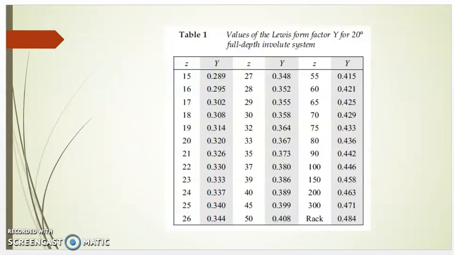Now this table shows values of the Lewis form factor Y for the 20-degree full depth involute system, that is, values of Lewis form factor Y for different numbers of teeth, where Z is equal to number of teeth and Y is equal to Lewis form factor. Therefore, for 15 teeth it is 0.289, for 16 it is 0.295, for 20 teeth 0.320, and for 30 teeth 0.358. Like this, Lewis form factor is there for different numbers of teeth. For rack it is 0.484.